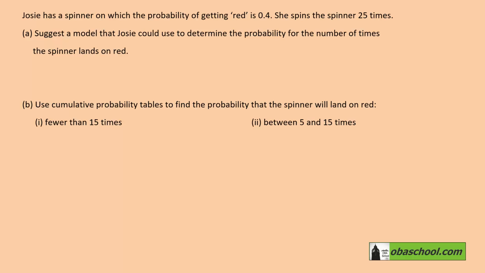red. So we have a fixed number of trials, constant probability of success. If x is the random variable, the number of times the spinner lands on red, then we can say that x would be binomial with 25 trials and a probability of success of 0.4.